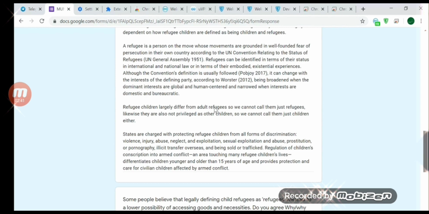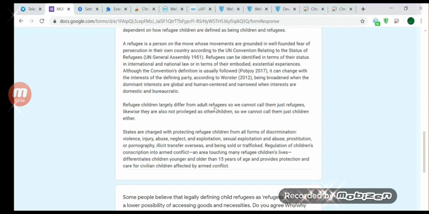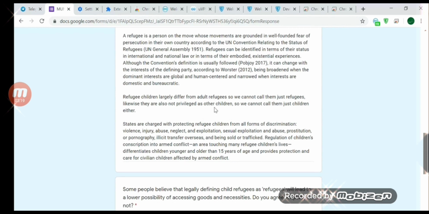So why is it important, why we cannot separate refugee and children? I try to explain the idea that children are defined as children, so we cannot say that refugee children are the same as normal children, so that's why we cannot just call them children, and we cannot also just call them refugees, because there is a huge difference between a child refugee and an adult refugee. So I try to address this through my essay by defining what is a refugee, what is a child refugee, what is an adult refugee, what is the difference. So you can do the same.